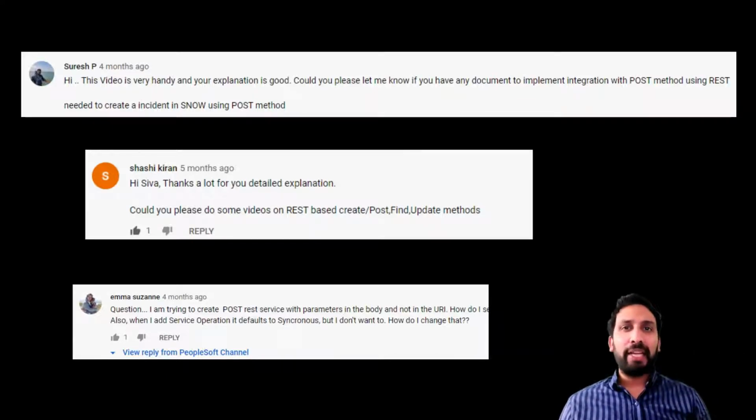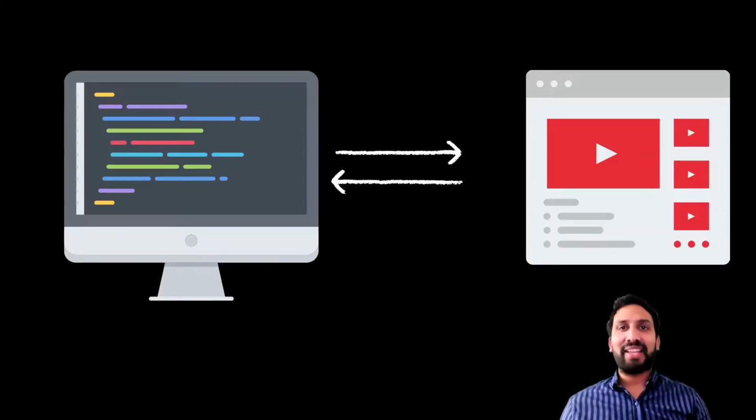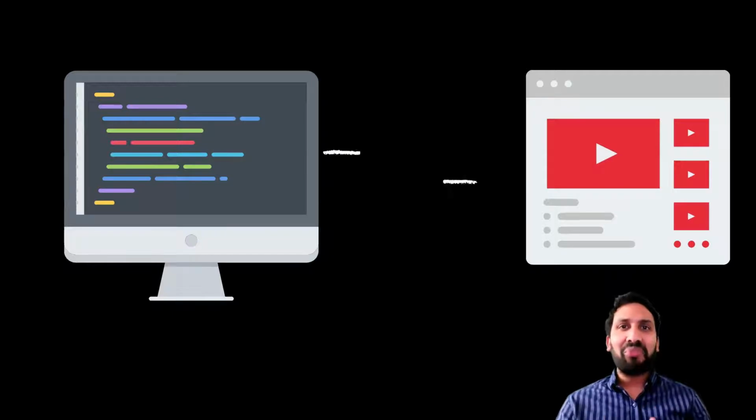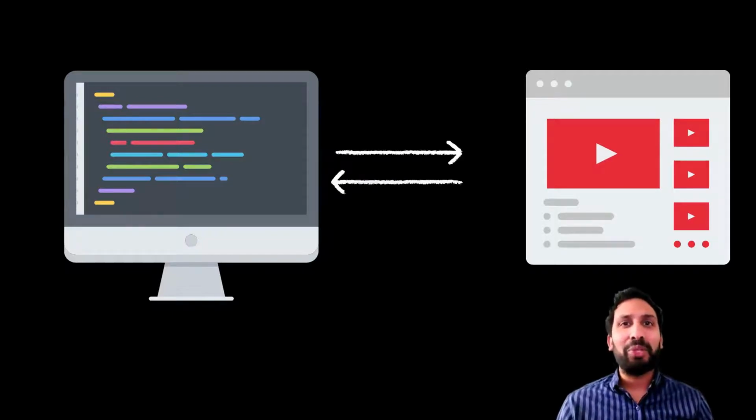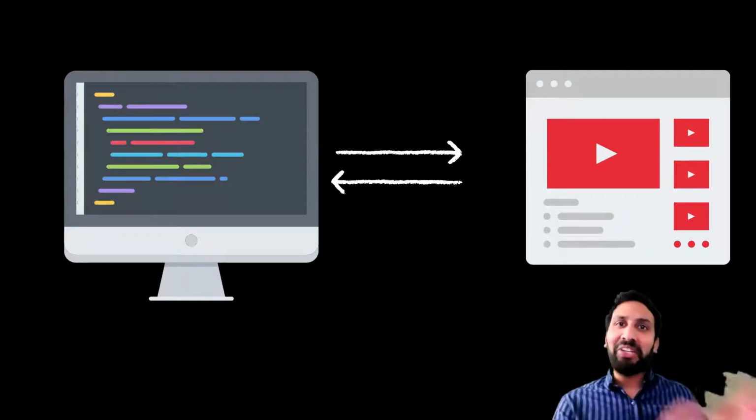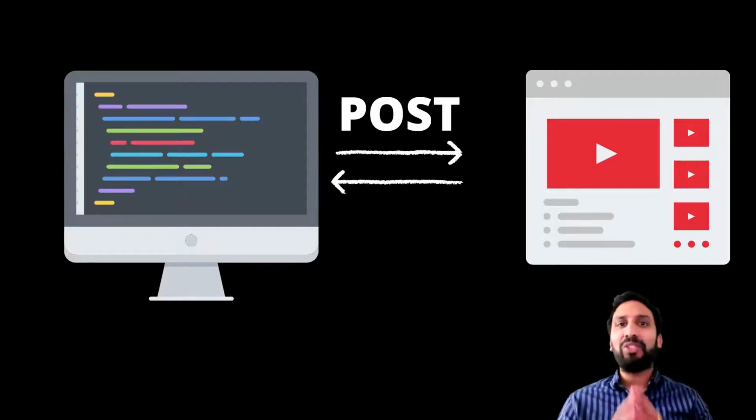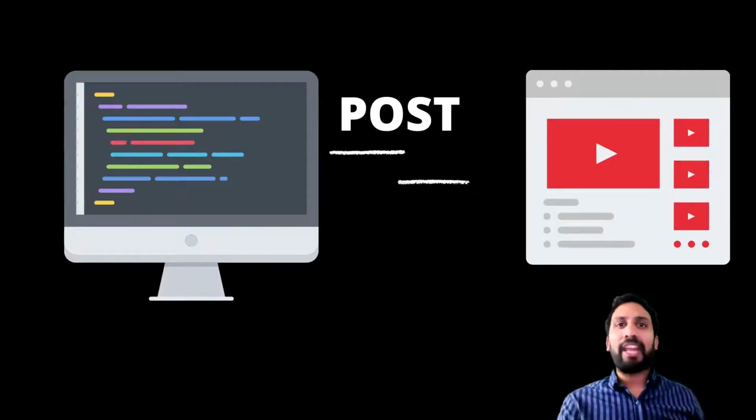Just to give you some idea what's the difference between get and post, let's consider the same example. This time, instead of requesting search information from YouTube, if you plan to post a video from PeopleSoft into YouTube, then we use post method. Whenever we want to create something new on a third-party application, we use post method.